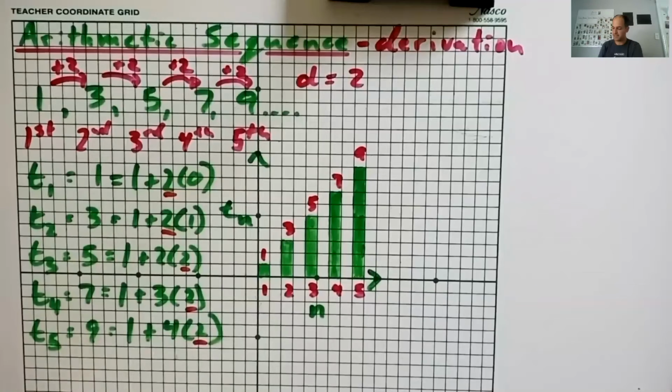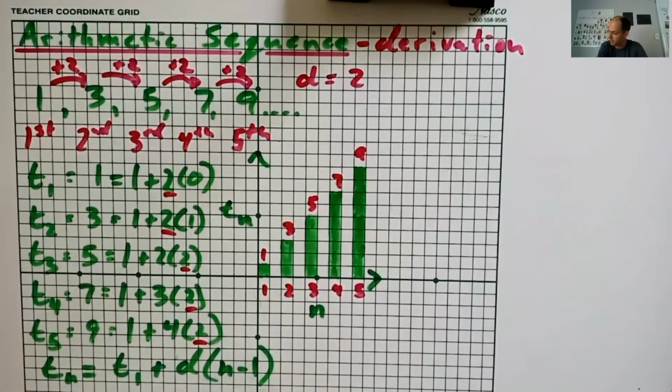So there's a relationship. Tn, the term value for any term in this sequence, begins with the first term, T1, which in this case is 1, plus the common difference, D, and we're multiplying it by 1 less than the term number. So the term number is 5, but we're only multiplying the common difference by 4. The term number is 4, we're only multiplying it by 3. So it's actually n minus 1 times.